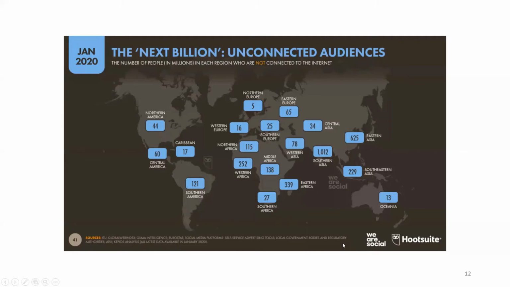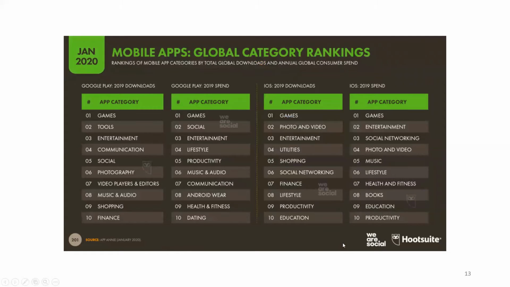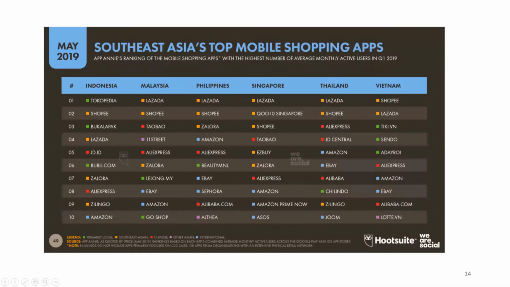Okay, so quite large in terms of the unconnected audience. So what you are looking at from the mobile apps, the app category, if you look at the downloads, one is 2009 from Google Play: games, tools, entertainment. It's almost consistent. So this is also what we keep track of as part of the trend.